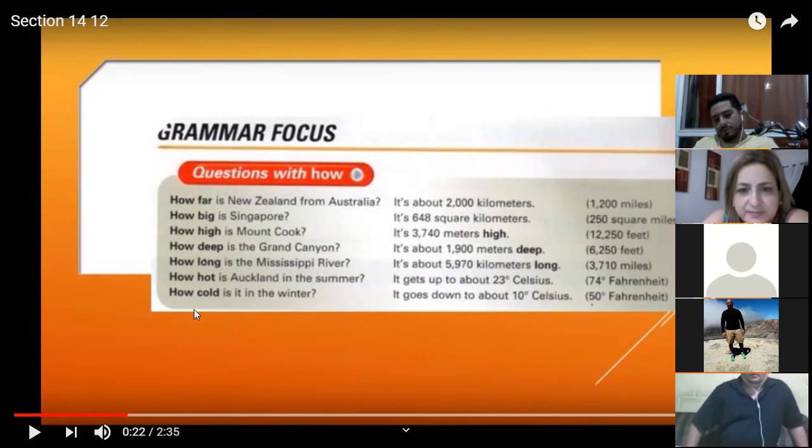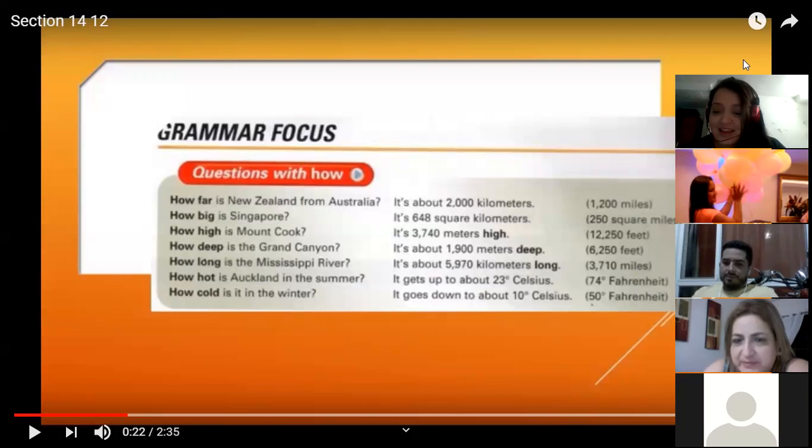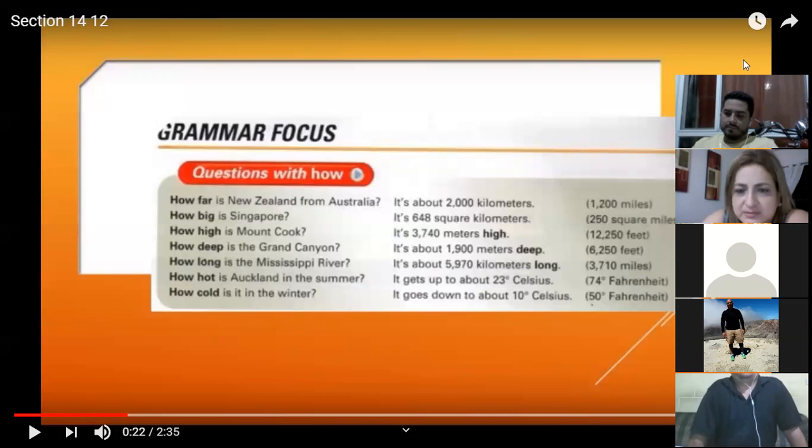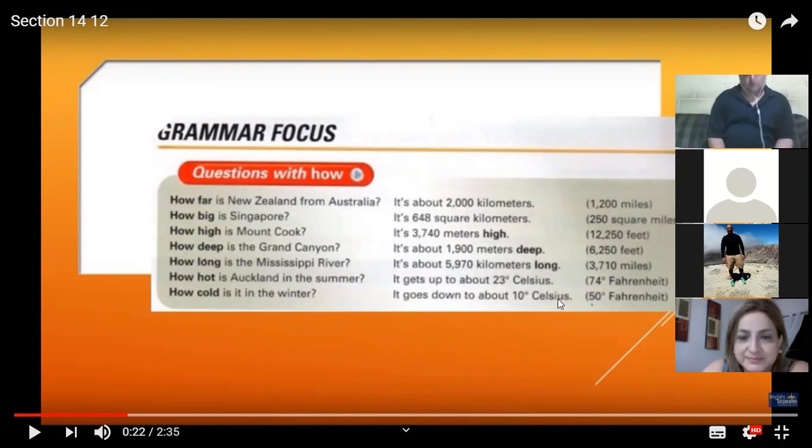Right. How cold is it in the winter? Is it in the winter? No, that's affirmative, Wilber. Is it in the winter? Yes, there you go. Very good. It goes down to about 10 degrees Celsius.